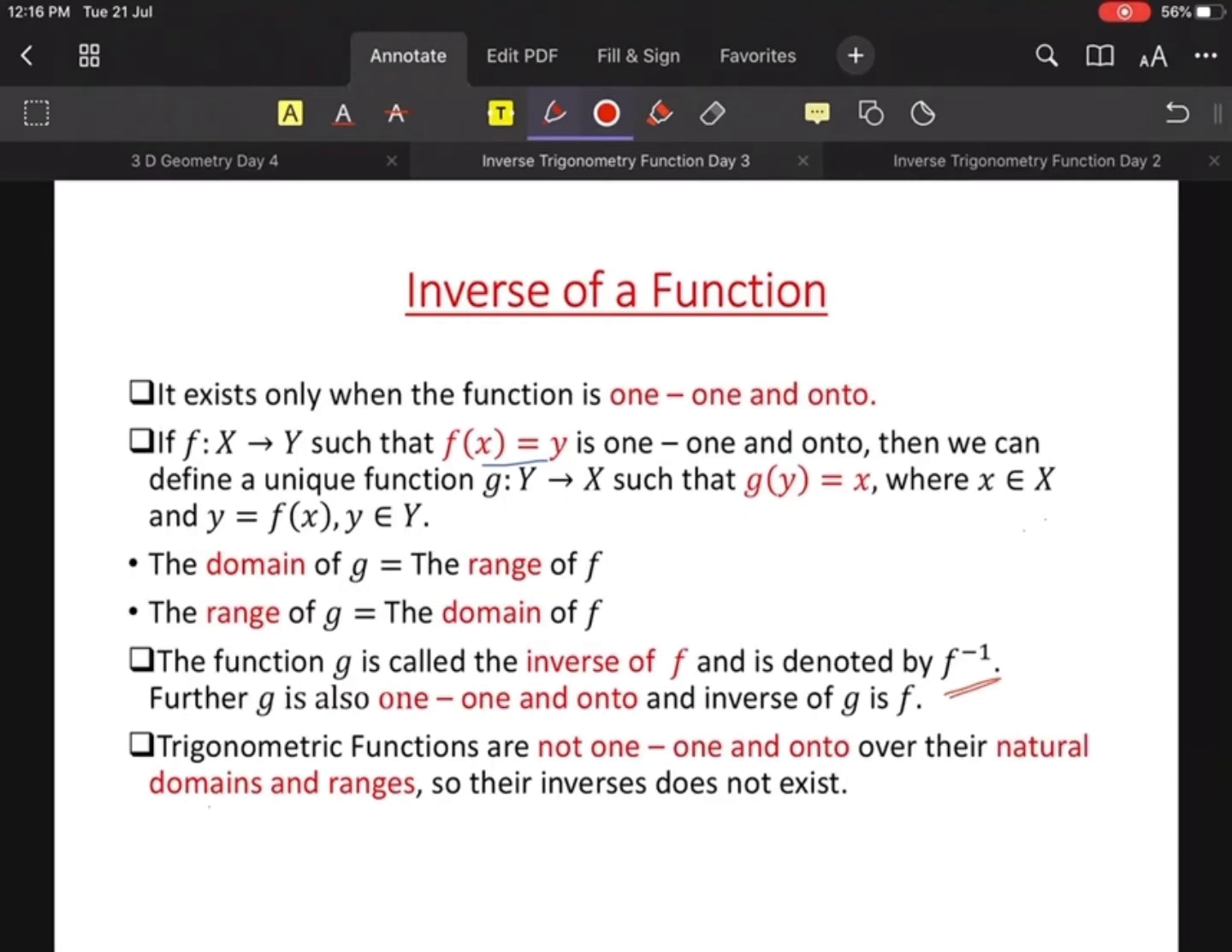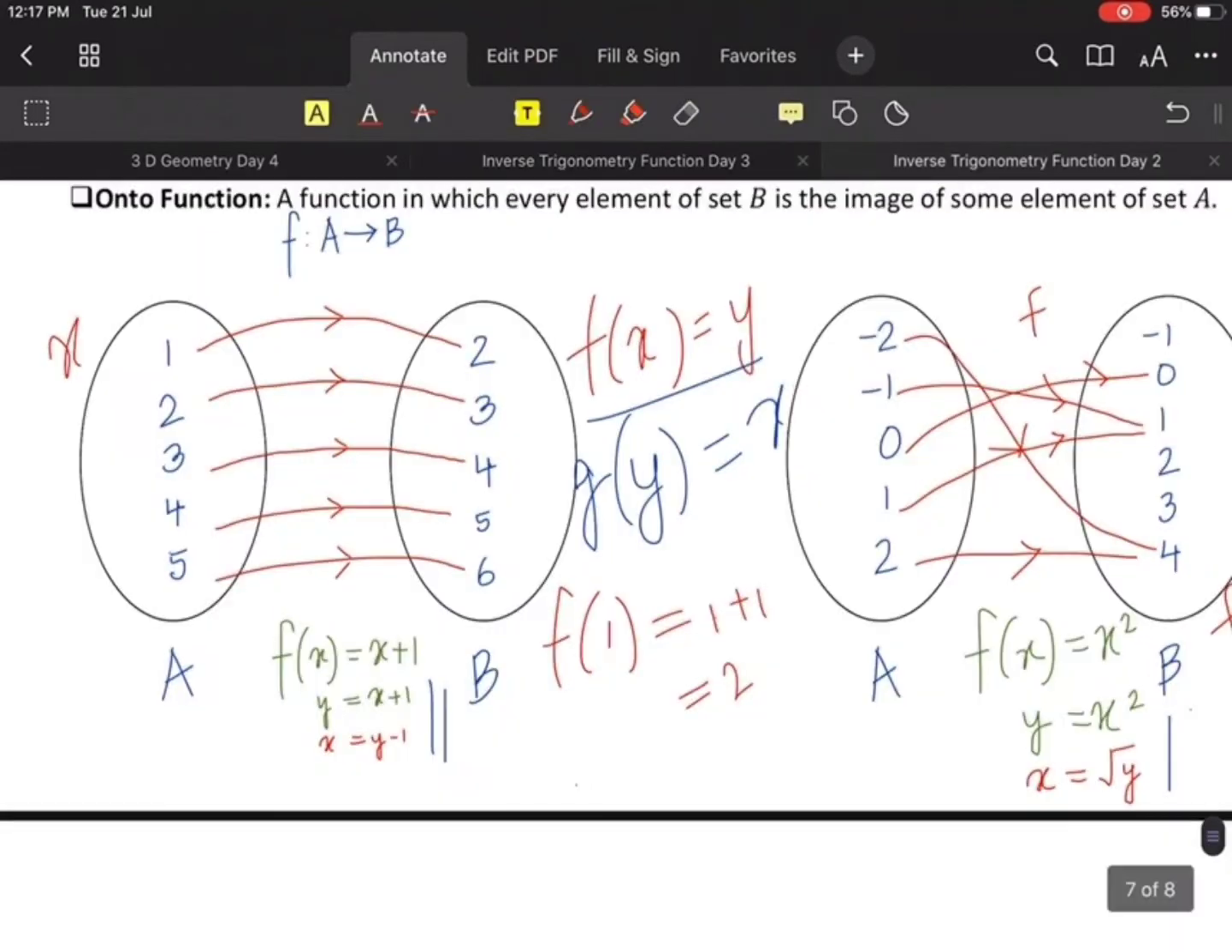Now, the second line is a very important thing. Read it carefully: further, g is also 1-1 and onto, and the inverse of g is f. What do you mean by this? The meaning is that if I take the inverse of a function, then the function which we get, the inverse of that previous function, is 1-1 and onto. Whenever I get a function that is 1-1 and onto, I can get an inverse of it. So I can get the inverse of g.